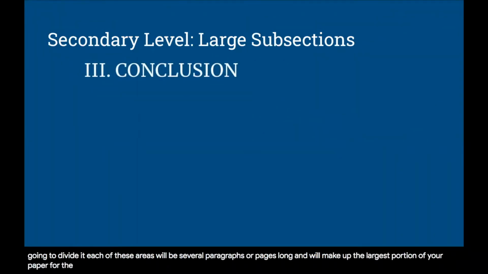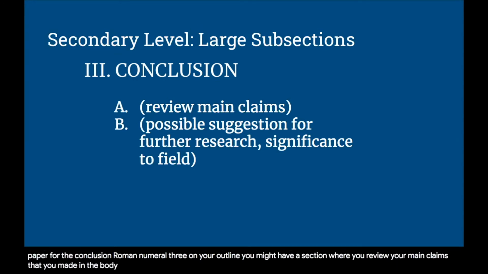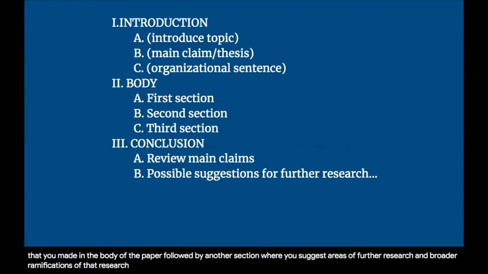For the conclusion, Roman numeral 3 on your outline, you might have a section where you review your main claims that you made in the body of the paper, followed by another section where you suggest areas of further research and broader ramifications of that research.